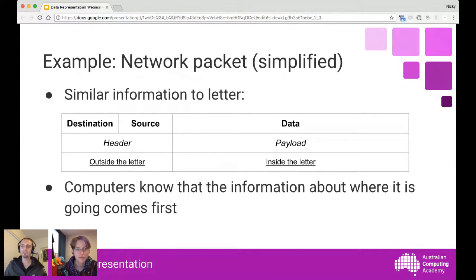Now, we intentionally structure the network packet itself to have that information, outside first, inside last, because that allows the computer to know which information is relevant to transmitting the data through the internet, and which information is relevant to rendering that data on the screen when it's received. And so that's why structure is really important.